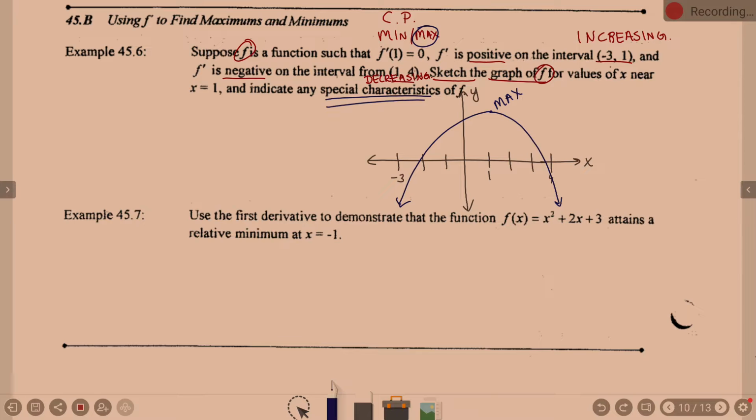One more. Use the first derivative to demonstrate that the function f of x equals x squared plus 2x plus 3 attains a relative minimum at x equals -1. Okay, so this is more of a prove it. They're telling us there's a minimum. We're going to use the first derivative to prove that.